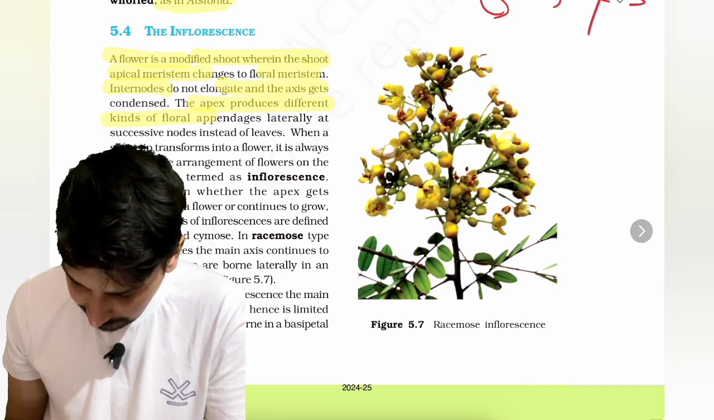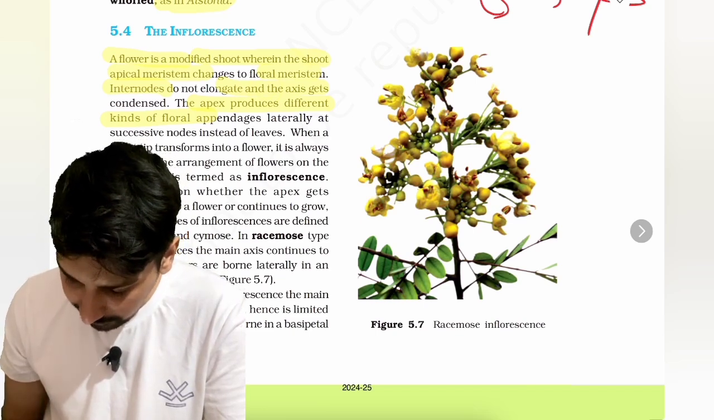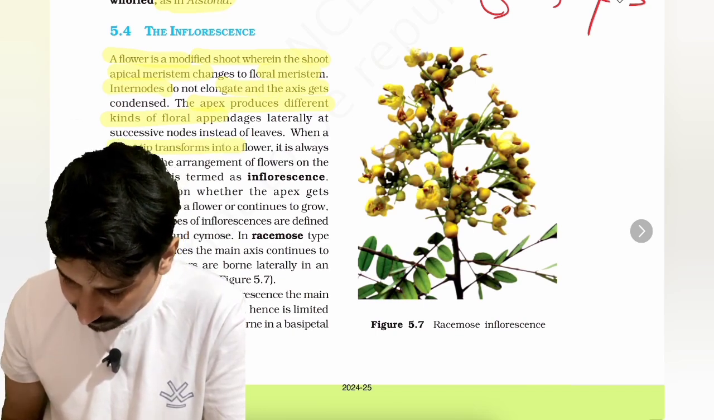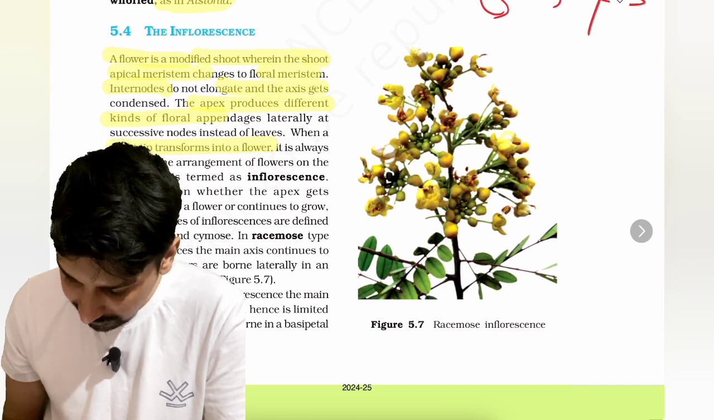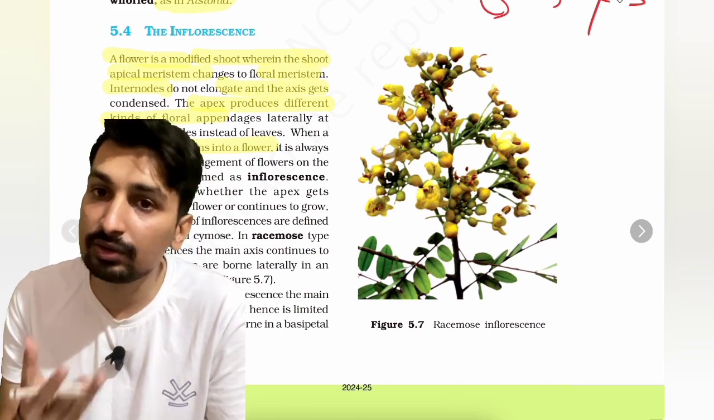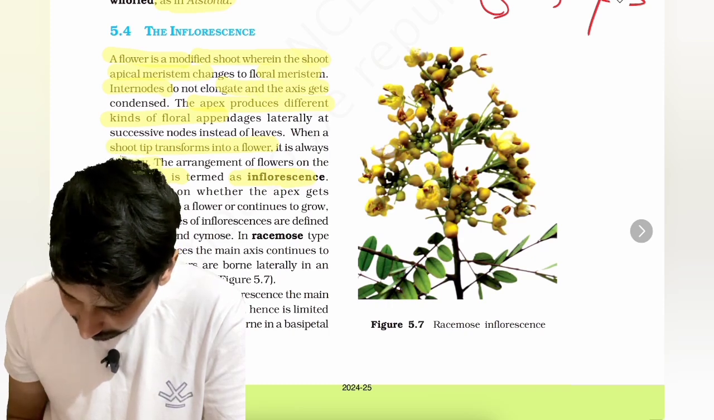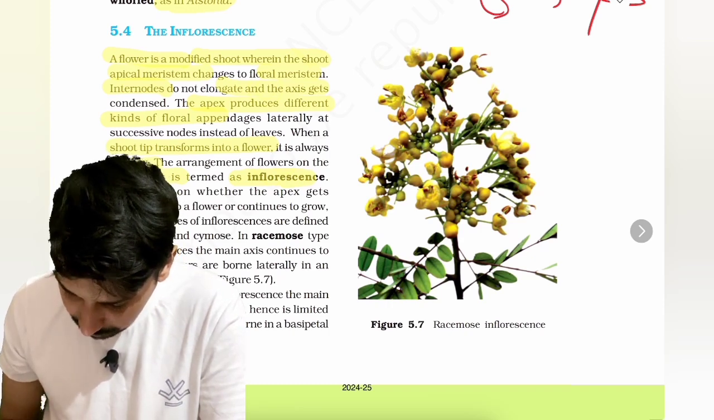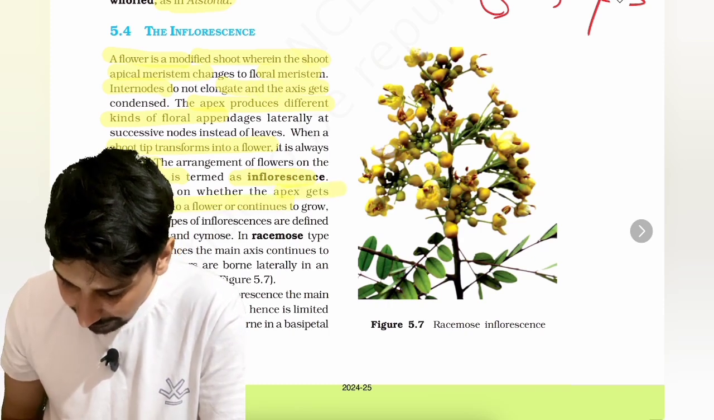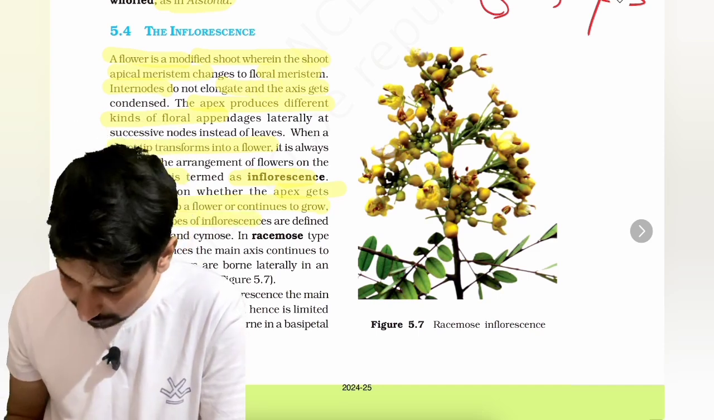Floral appendages. When a shoot tip transforms into a flower, it is always solitary. The arrangement of the flowers on the floral axis is termed inflorescence. Depending on how the apex grows into a flower or continues to grow, two major types of inflorescence are defined: racemose and cymose.